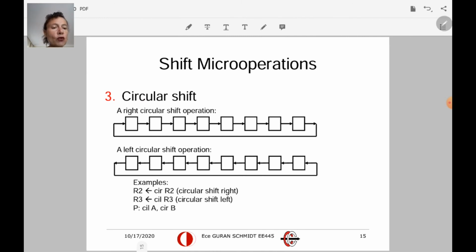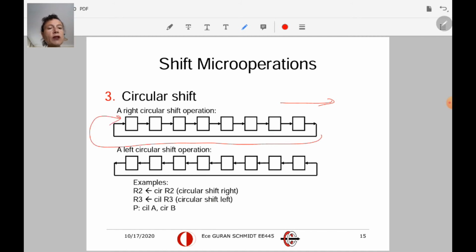Now we can have circular shift. So here, this is also from logic design. What we have is that if we are doing shift right, the least significant bit will circulate in the most significant bit position, and shift left is the other way around. And we can have such kind of wordings or symbols.